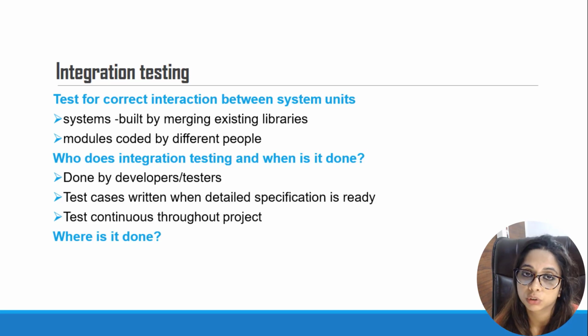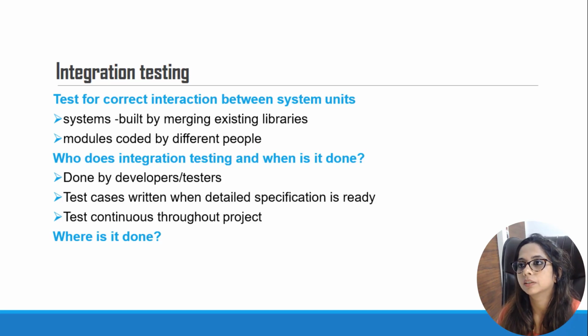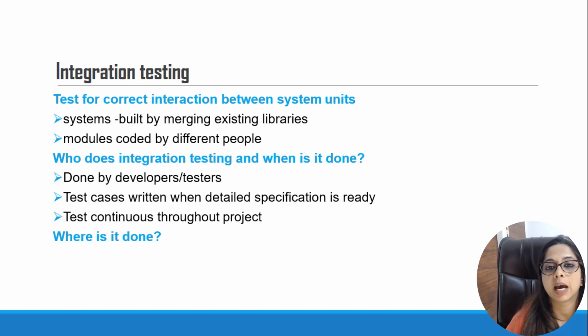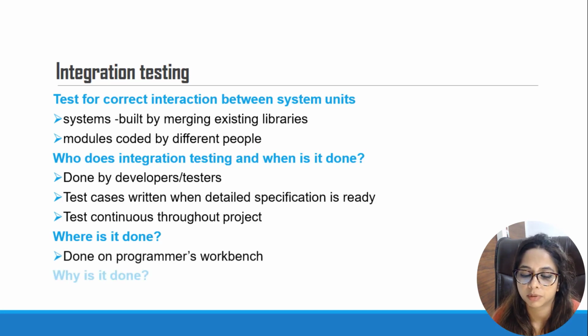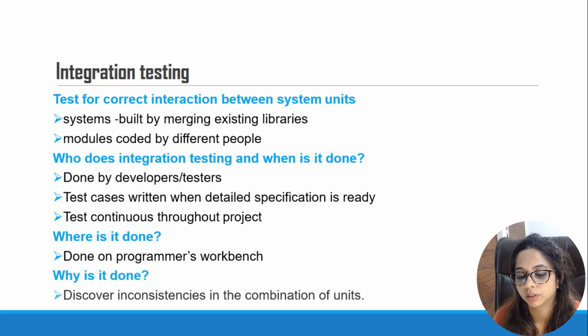Test continues throughout the project. Yes, because in integration testing we are testing it until all the modules are complete, isn't it? So every time we are getting a new build, there is a new integration happening, so it continues until the project ends, and at the end we have to combine everything together, do a deployment on a simulated environment and do a system testing. That is a different testing altogether, but we have to understand that yes, this test continues throughout, isn't it? So it's where it is done, programmer's workbench or the tester's workbench. So why it is done? To find out if there is any inconsistency in the combination of the units.